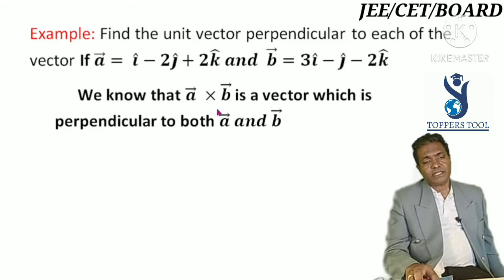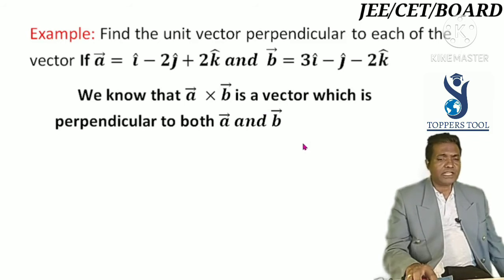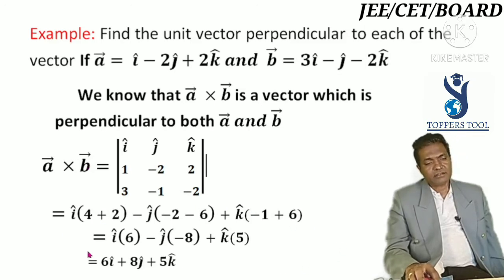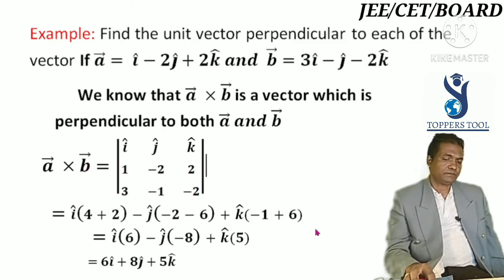So we know that A cross B is a vector which is perpendicular to both vector A and B, as I mentioned earlier. So first you have to find A cross B. As earlier, A cross B is this much. By determinant expansion, expand it, you will get this. This is your A cross B. Now you have to find the unit vector along this direction.